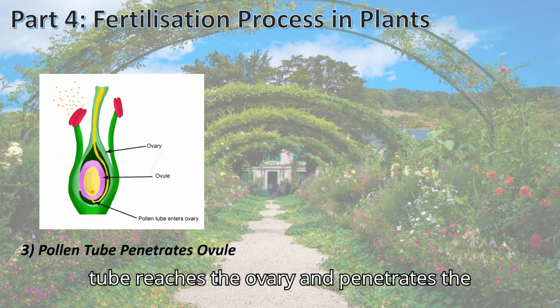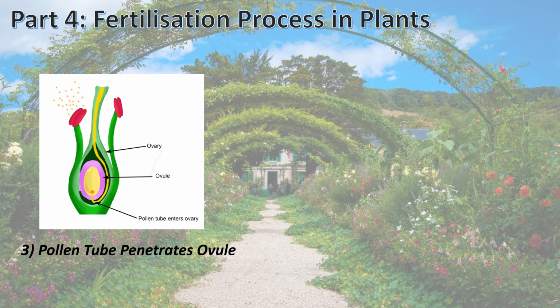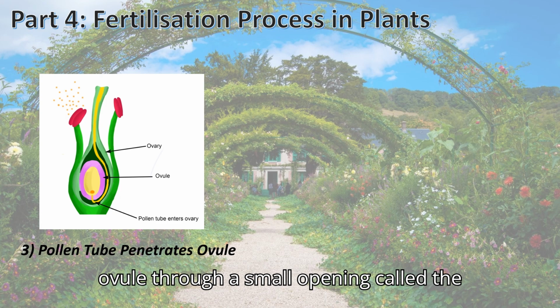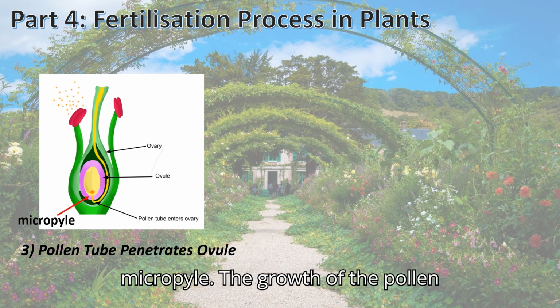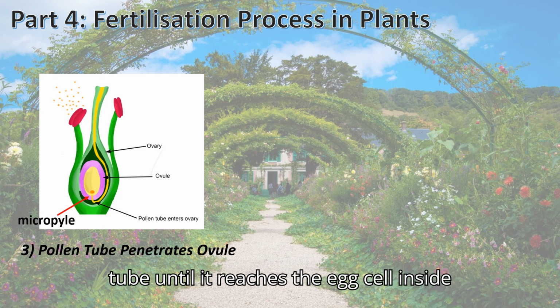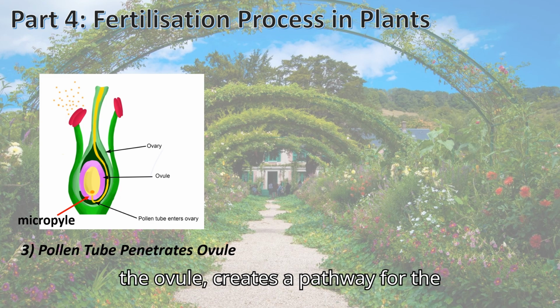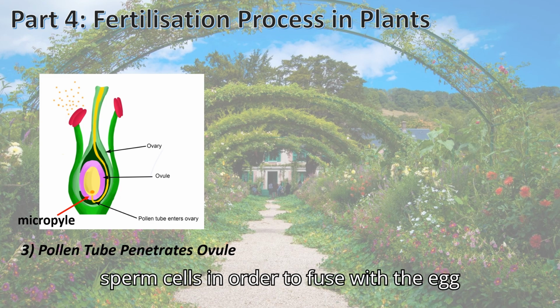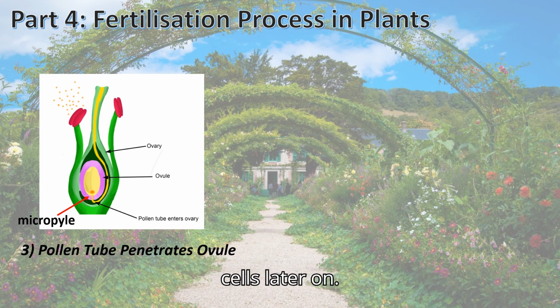The pollen tube reaches the ovary and penetrates the ovule through a small opening called the micropyle. The growth of the pollen tube until it reaches the egg cell inside the ovule creates a pathway for the sperm cells in order to fuse with the egg cells later on.